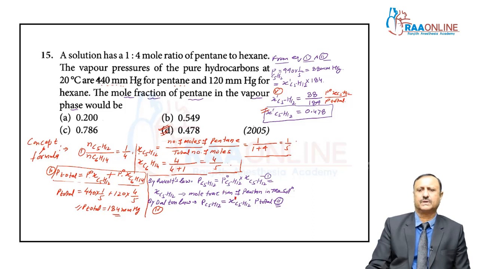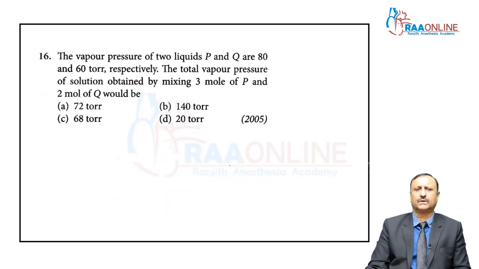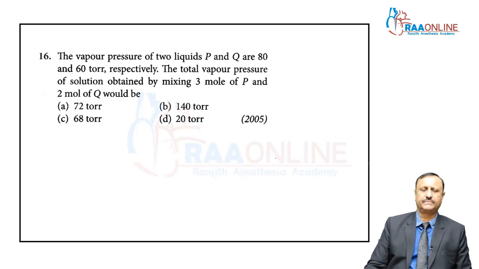Now in this type of question you may solve. Now we can go to question number 16. We can see the concept and formulas for this question. Here we can see the vapor pressure of 2 liquids P and Q are 80 and 60 torr.